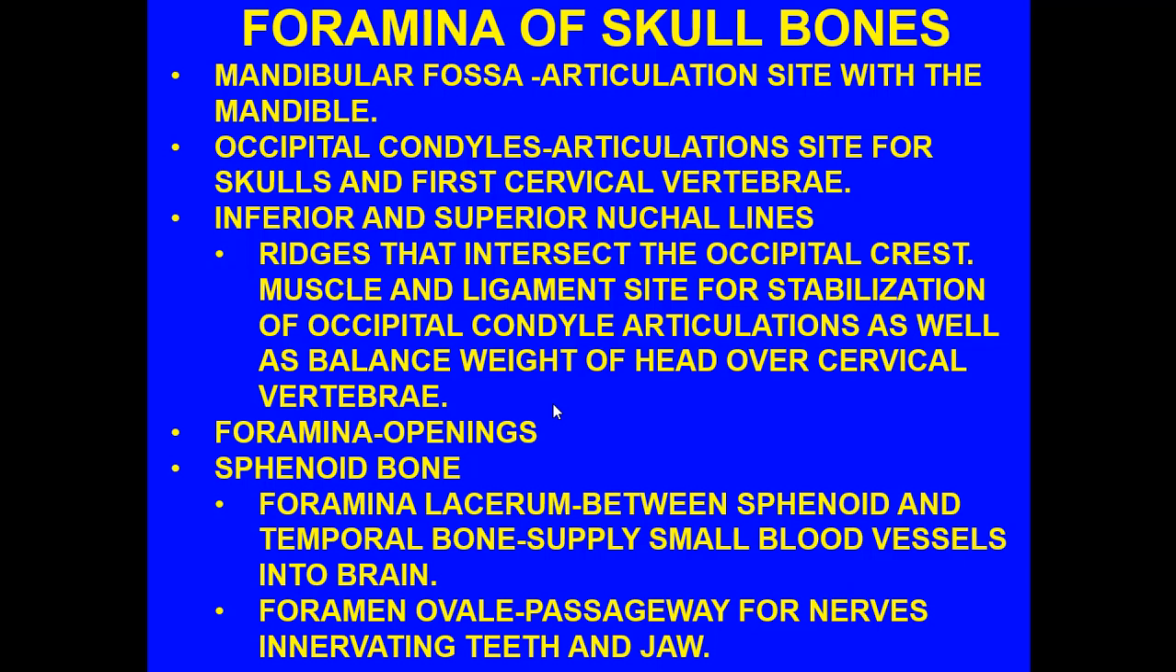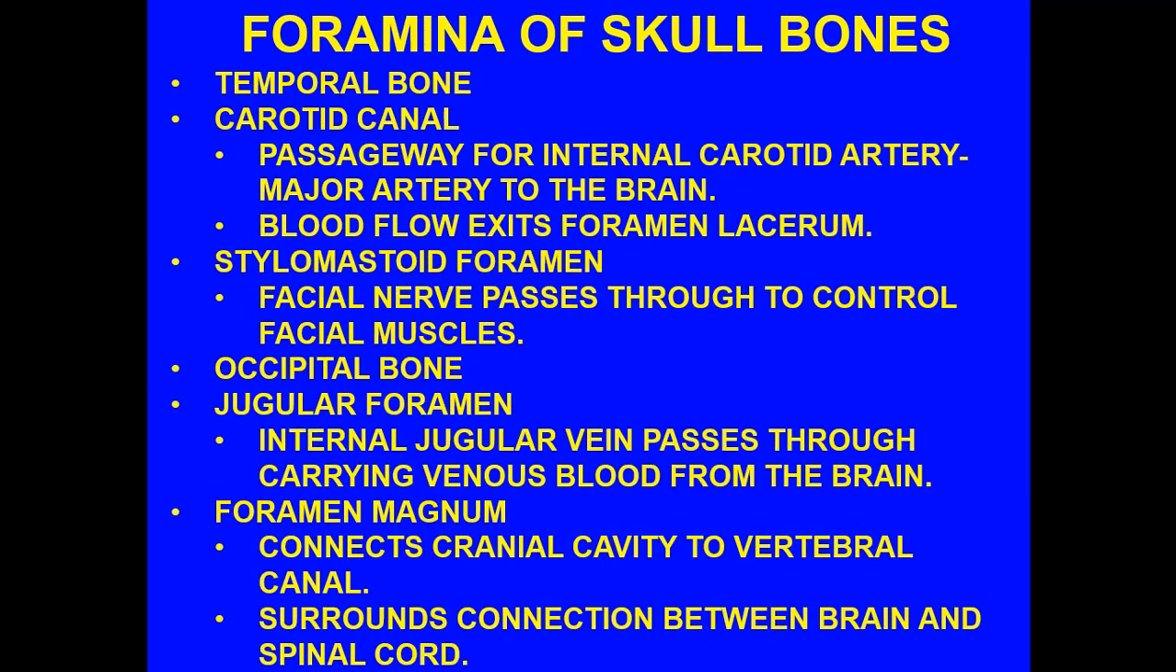Now, when we talk about the term foramina or foramen, you're going to be talking about openings. So, in the sphenoid bone, you have the foramen lacerum, that's between the sphenoid and temporal bone. It supplies small blood vessels into the brain. The foramen ovale is a passageway for nerves innervating teeth and jaw.